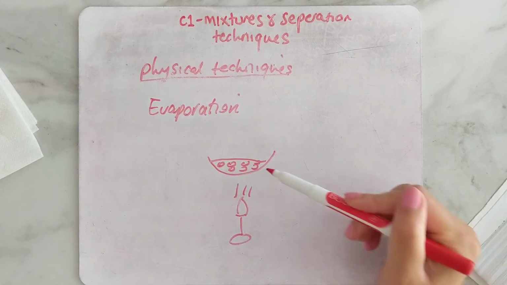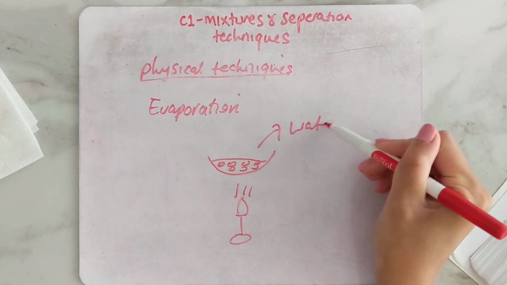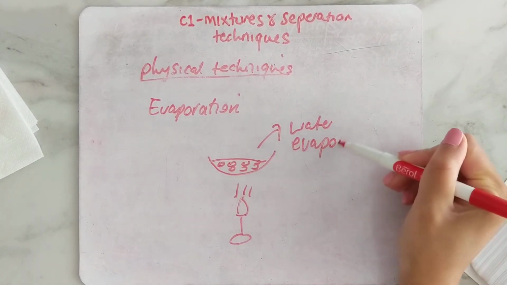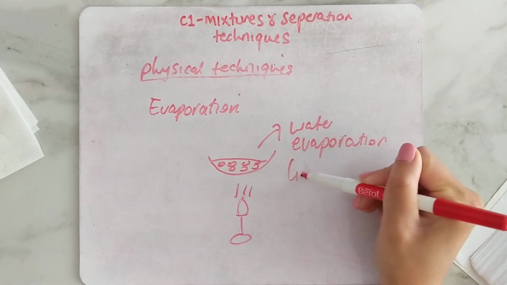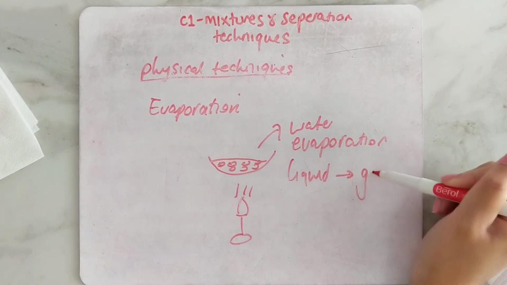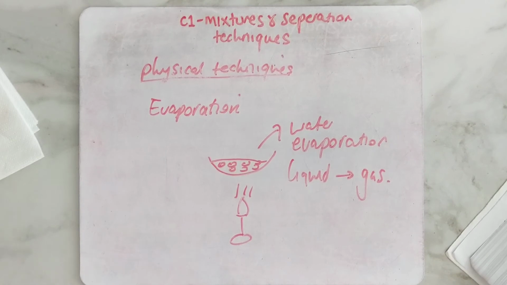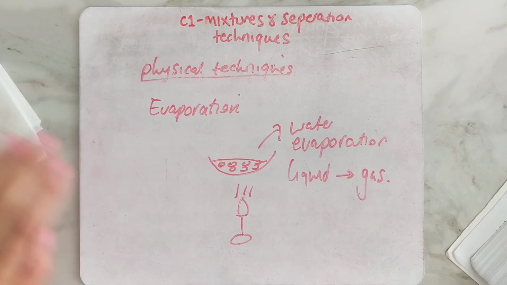and what's going to happen? Water evaporates, and evaporation just means turns from a liquid to a gas because of the heat energy, and the salt will be left in the evaporating dish, and that's how you separate out water and salt. Okay, last one then is distillation.